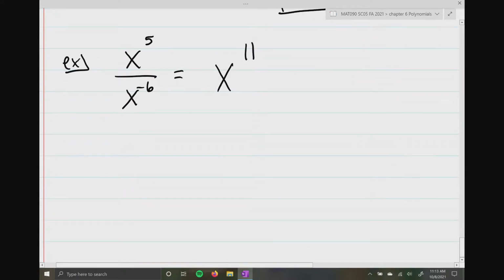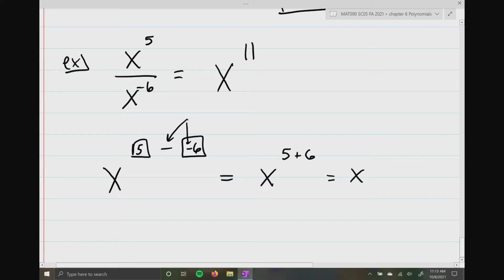So it's going to be x, and if I were to draw these boxes first and then make my substitutions, notice I have a double negative right there. And when we have a double negative, what do we convert that into? A plus sign. Very good. So this is going to be x to the 5 plus 6, which is x to the 11th power.